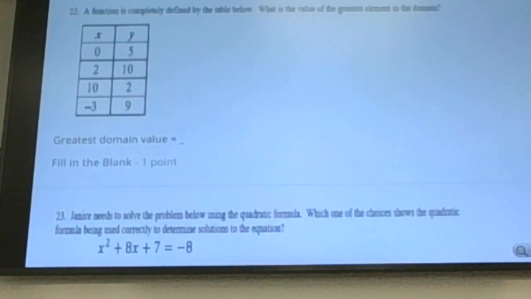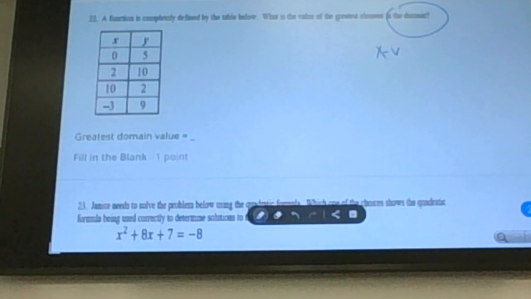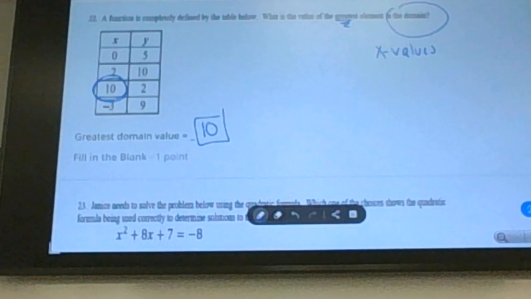This is easy. This one requires no math and no calculator. This is vocab. Domain is x values. So what's the greatest x value? It's 10. Vocab question. Greatest domain value is 10. You got that one? Did you? No. Can you remember domain means x value? Maybe. Maybe you will.